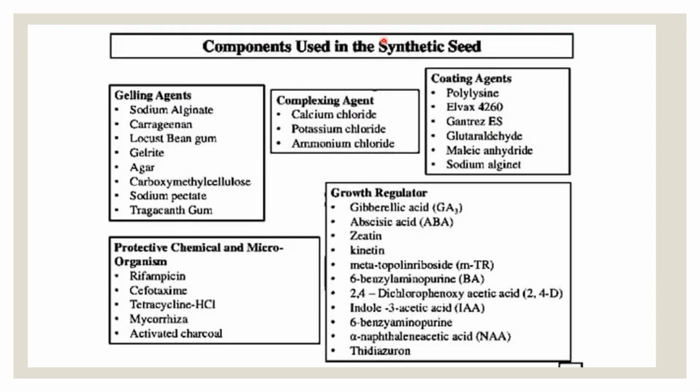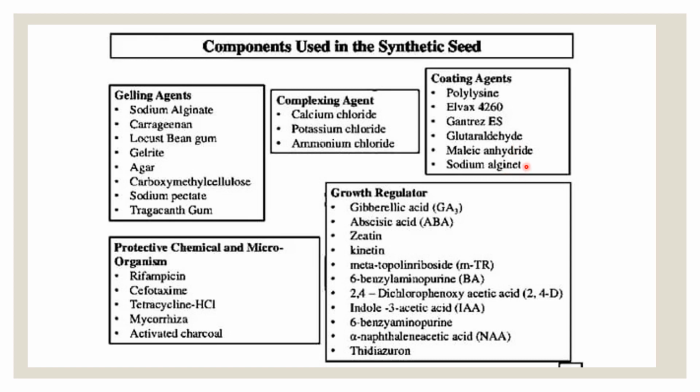And the components used for the synthetic seed encapsulation: as gelling agents we use sodium alginate, carrageenan, locust bean gum, gelatin, agar, carboxymethyl cellulose, sodium pectate, and tragacanth gum. Mostly sodium alginate is used. The complexing agent is mostly a chloride compound, like calcium chloride, potassium chloride, and ammonium chloride. Coating agents can be polylysine, Lvax, Cantrez, glutaraldehyde, maleic anhydrides, and sodium alginate.